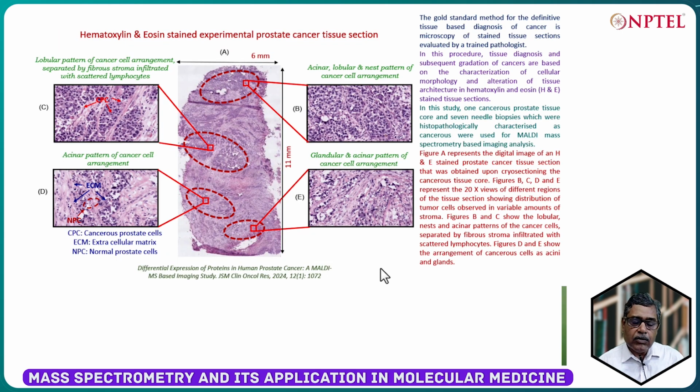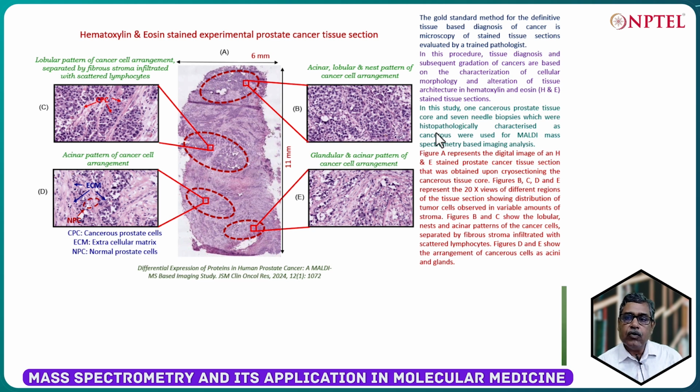Now let us talk about imaging. Before I go to mass spec imaging, it is obvious to first discuss the H&E stain image seen under the microscope, because that is the gold standard. So this is basically the prostate tissue that we are going to analyze, going to take for mass spectrometry based imaging to visualize different proteins. Now this is the H&E stained tissue.